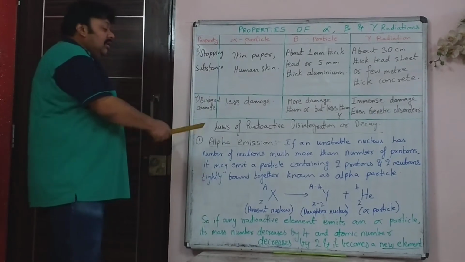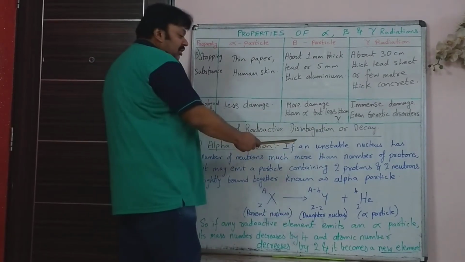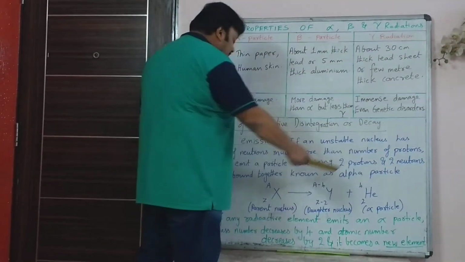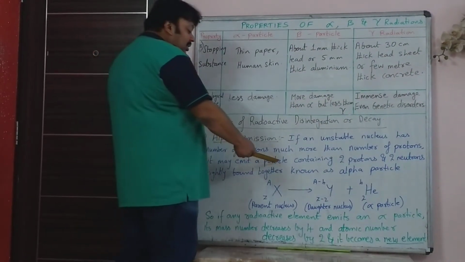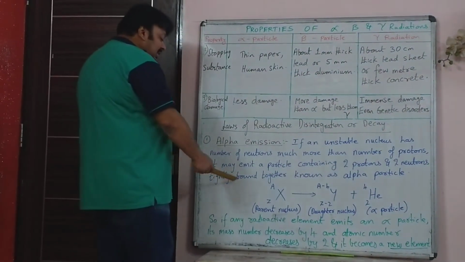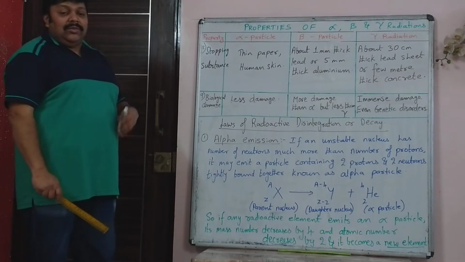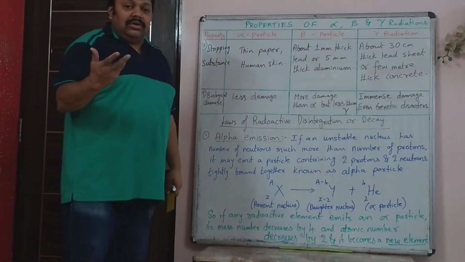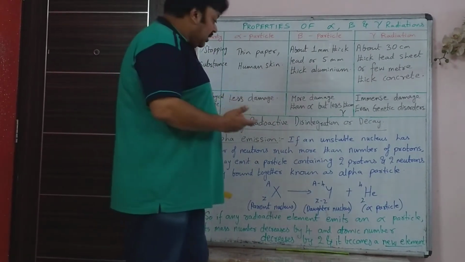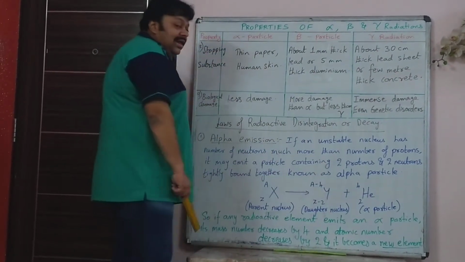Now if they ask you the definition of alpha emission, you will have to write this. If an unstable nucleus has a number of neutrons much more than the number of protons, it may emit a particle containing 2 protons and 2 neutrons tightly bound together, known as an alpha particle. So a radioactive nucleus which is unstable may emit 2 protons and 2 neutrons tightly bound together, which is known as an alpha particle. And this is the general reaction for alpha decay.